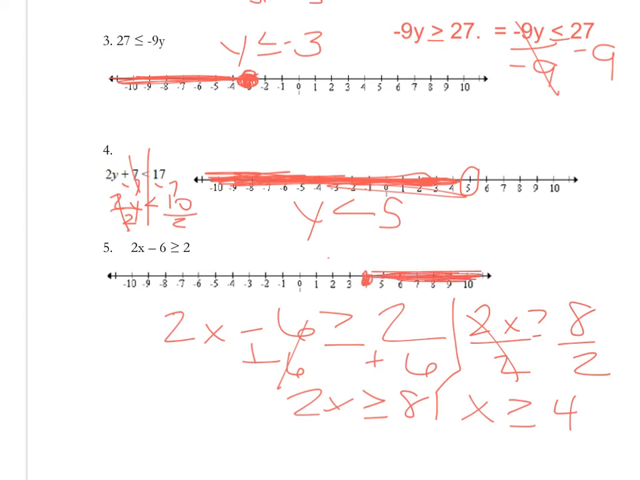So that means that any number, including 4 and everything to the right of it, can be put in place of x to make that statement true, because 4 is equal to 4, 5 is greater than 4, 6 is greater than 4, 7, and so forth. Anything to the left of this filled dot is going to make our statement false.